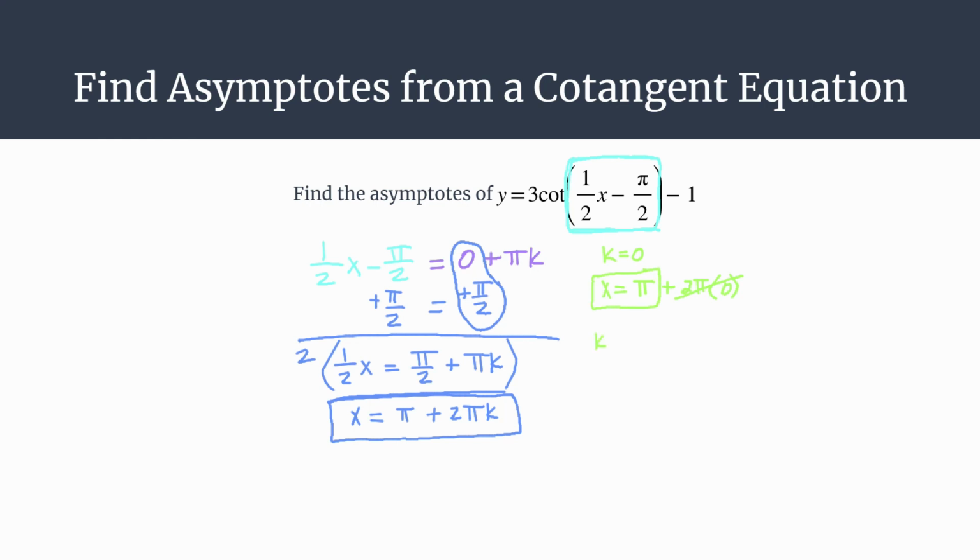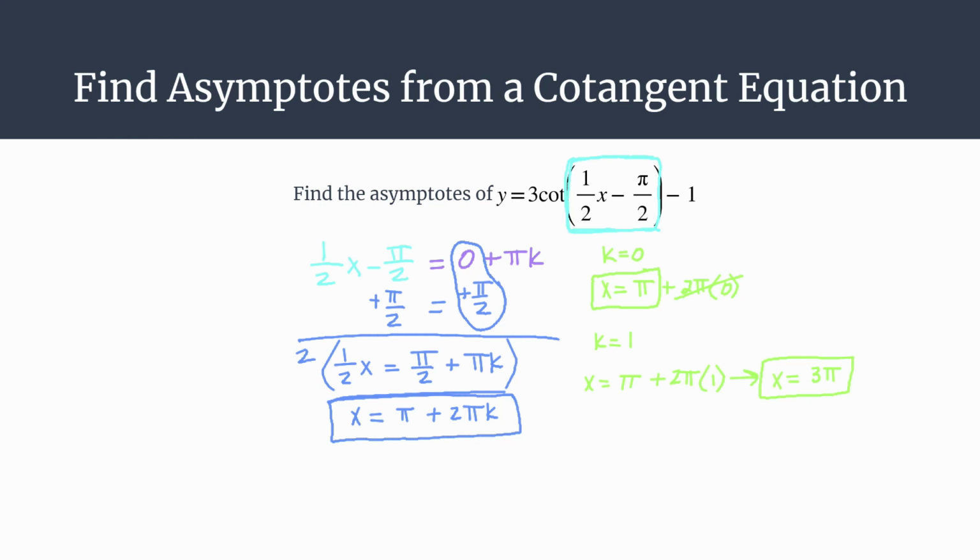Let's do a couple more. Let's let k equal 1. Substituting in 1 for k, we have pi plus, of course, 2 pi times 1 is just 2 pi. So we end up with x equals 3 pi. We'll have another asymptote there. Notice that's 2 pi away from the original.